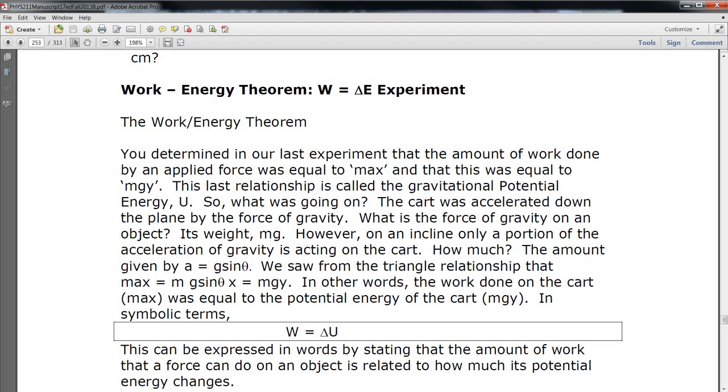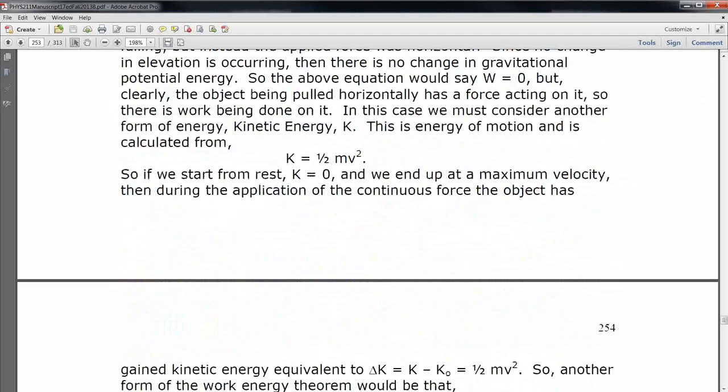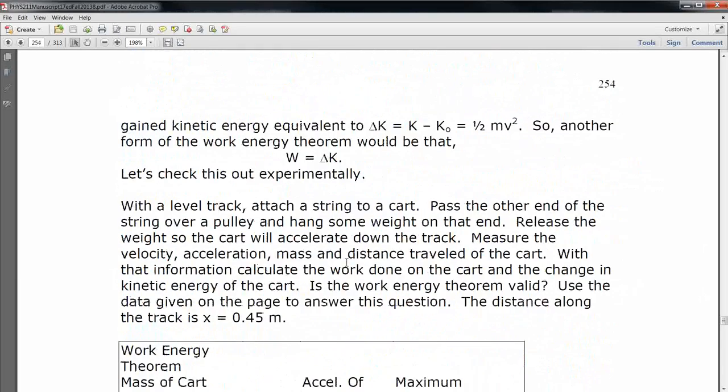If you turn to your book, page shown here, it says work and energy theorem. Work equals the change in energy experiment. And on this page, we read down, we're talking about work is the change in potential energy, and also work is the change in kinetic energy. So for a general work energy theorem, we have work equals the change in both kinetic and potential energy.